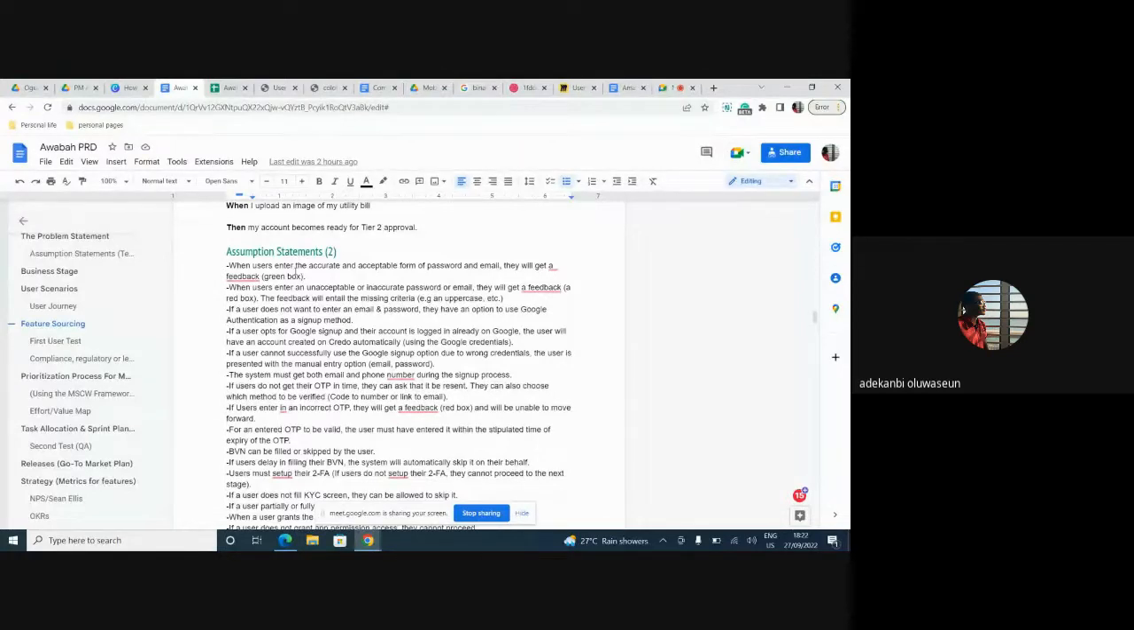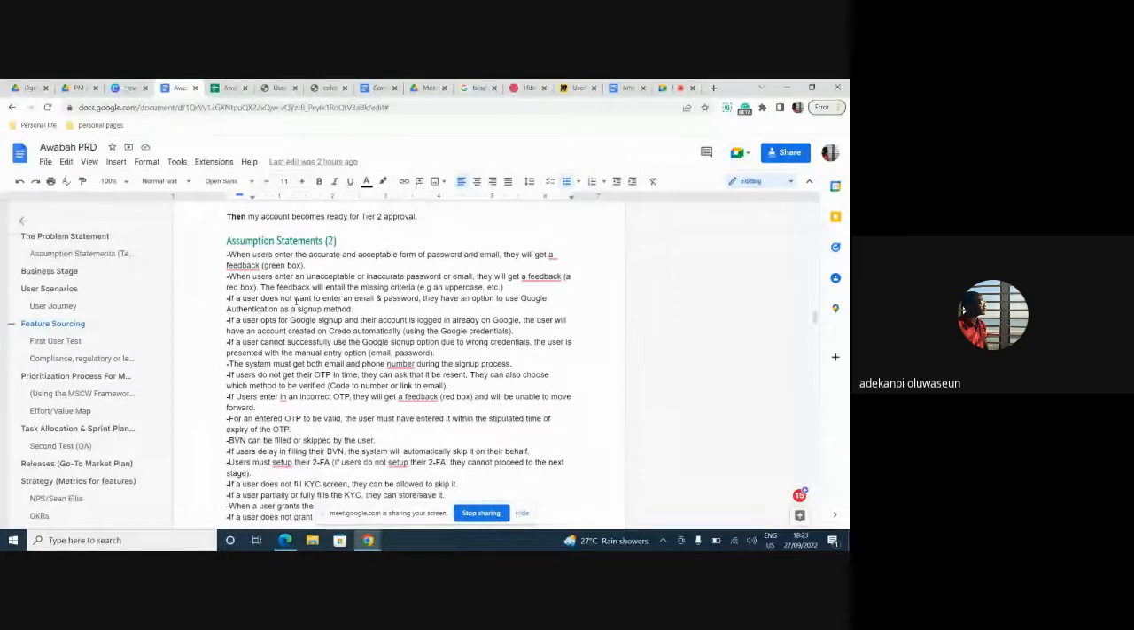Now, that's to tell you that I factored in the happy, the unhappy path, and the alternative path. In that case, I'm telling the user that if you don't give me the accepted criteria, you can't move forward, right? So if you read the other statements, it says when users enter an unacceptable or inaccurate password, they will get a feedback, which is going to be a red box. That is in the UI UX, right? So that's a criteria I'm setting. It's an assumption criteria that if the user does this, do this. If the user does not do this, do this. If the user does not even do anything, do this.